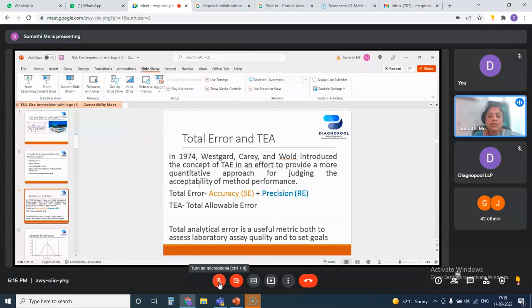This concept was developed by Westgard and team in 1974, who introduced it in the laboratory. But then the laboratories were following these two error models, systematic error and random error, separately. There was no concept of the total analytical error in a system, which comprises both accuracy and precision. So these two errors were separately monitored. Then Westgard came up with the concept of a total error which comprises both the accuracy part as well as the precision part.